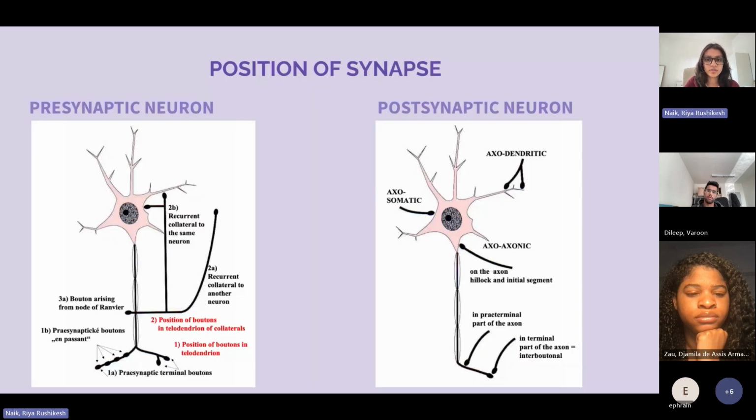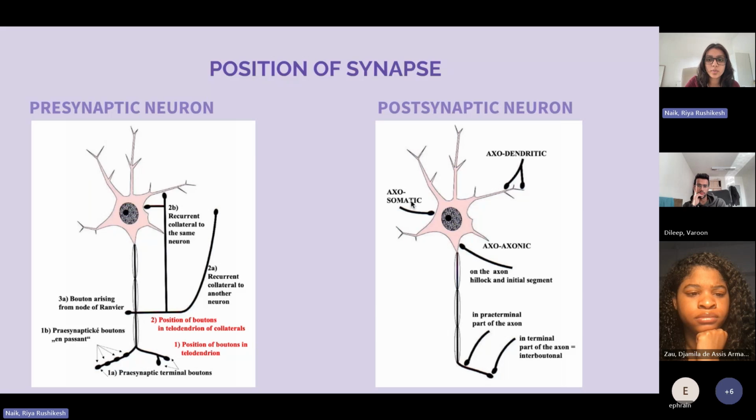Now, there are two positions of the synapses which we can find. There's a presynaptic neuron, which happens before the synapse occurs, and there's a postsynaptic neuron, which happens after the synapse occurs. In the presynaptic neuron, honestly, there's nothing much going on here. There's nothing much to know. But in the postsynaptic neuron, there are like three types of synapses which can happen.